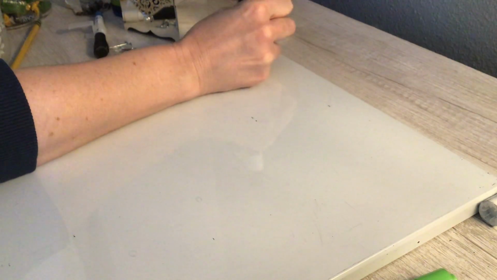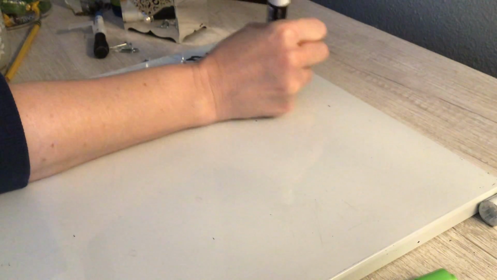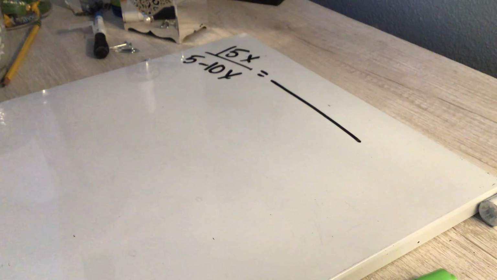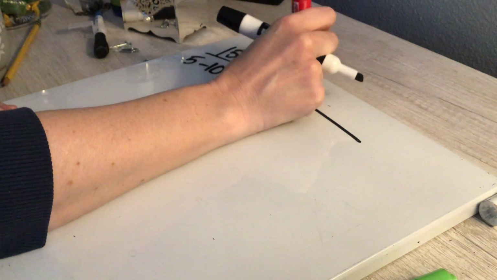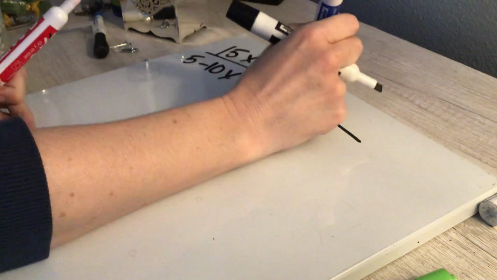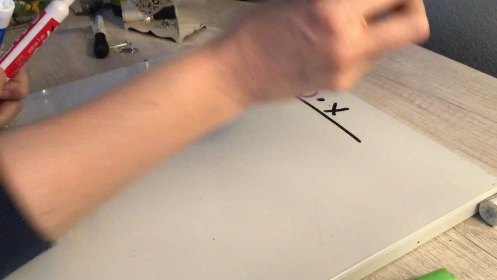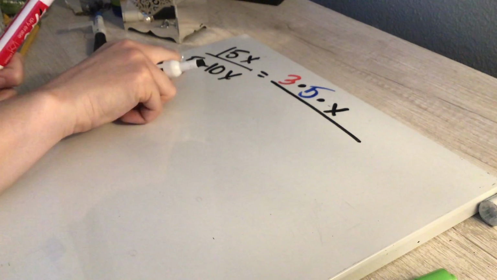Okay, so let's look at the next example. Right, so we have 15x over 5 minus 10x. Okay, so if we think back to factoring, can you factor the numerator? Can you write it as a product? And we can. That would be 3 times 5 times x. And then in the denominator, we have 5 minus 10x.